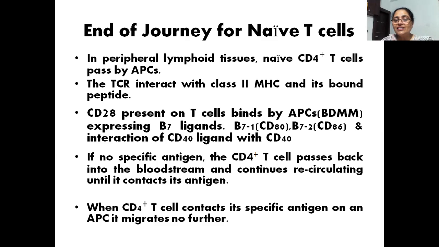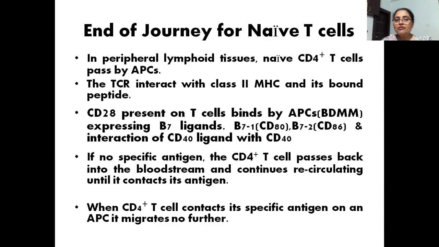And the second signal which they need is that CD28, that is cluster of differentiation 28, present on T cells, should bind with antigen presenting cells which are expressing B7 ligand. So antigen presenting cells have a specific antigen peptide fragment with them, and they have to express B7 ligands also. These B7 ligands are B7-1 and B7-2, which bind to CD80 and CD86, and there is also interaction of CD40 ligand with CD40. So cluster of differentiation molecules are present on T cells, and B7 ligand is essential for activation of T lymphocytes. The B7 ligand will be expressed by antigen presenting cells, while these clusters of differentiation will be present on T cells. So this signal is very much needed.